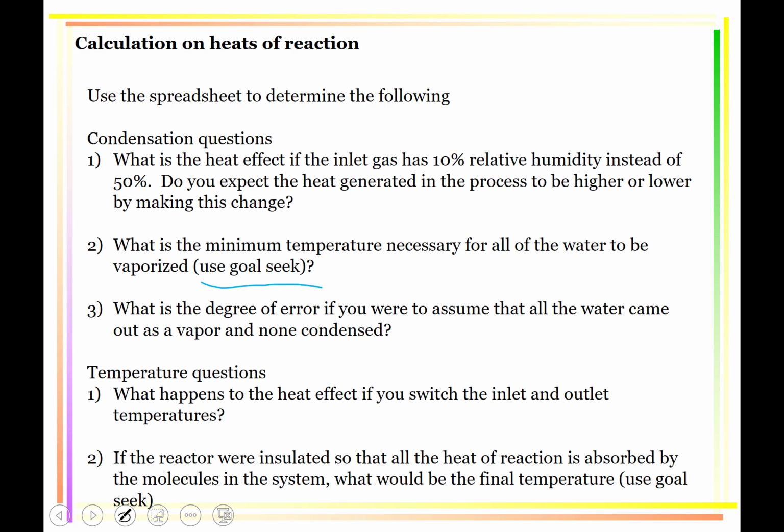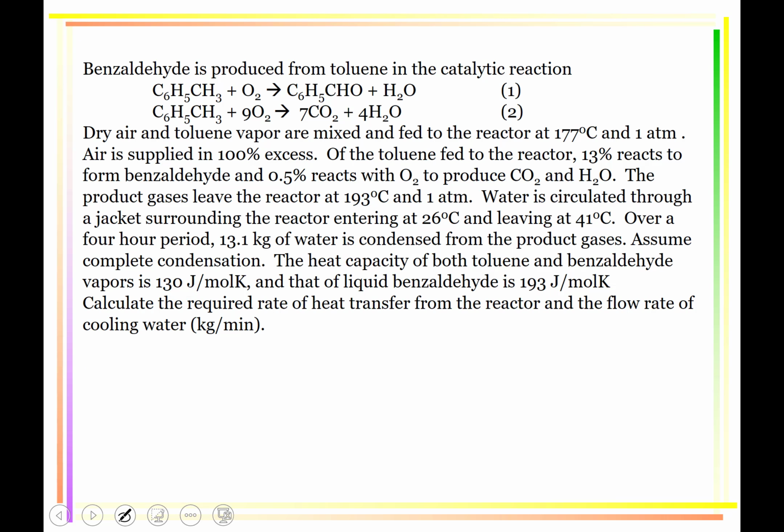What happens to the heat effect if you switch the inlet and outlet temperatures? If the reactor were insulated so that all the heat of reaction is absorbed by the molecules of the system, what would the final temperature be? Again, you can do this using goal-seek. So this is going to be the problem.